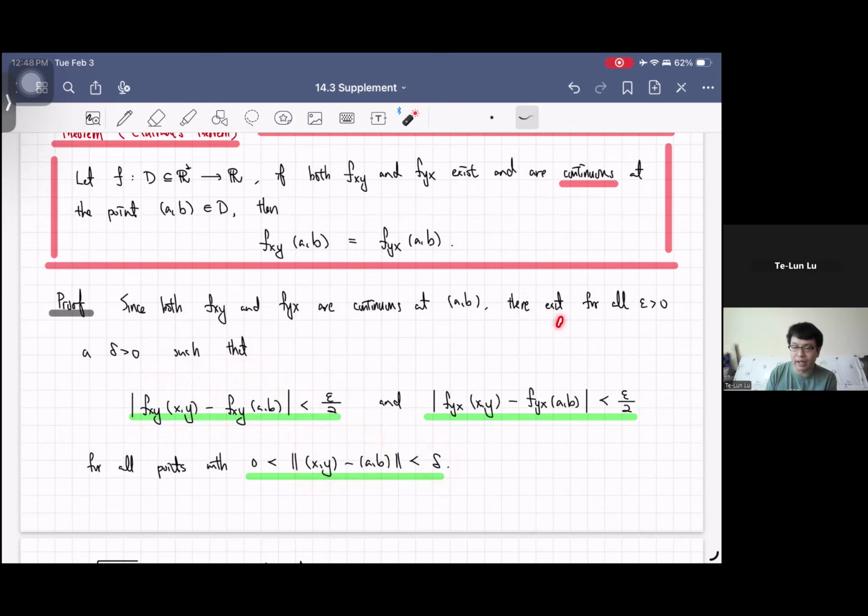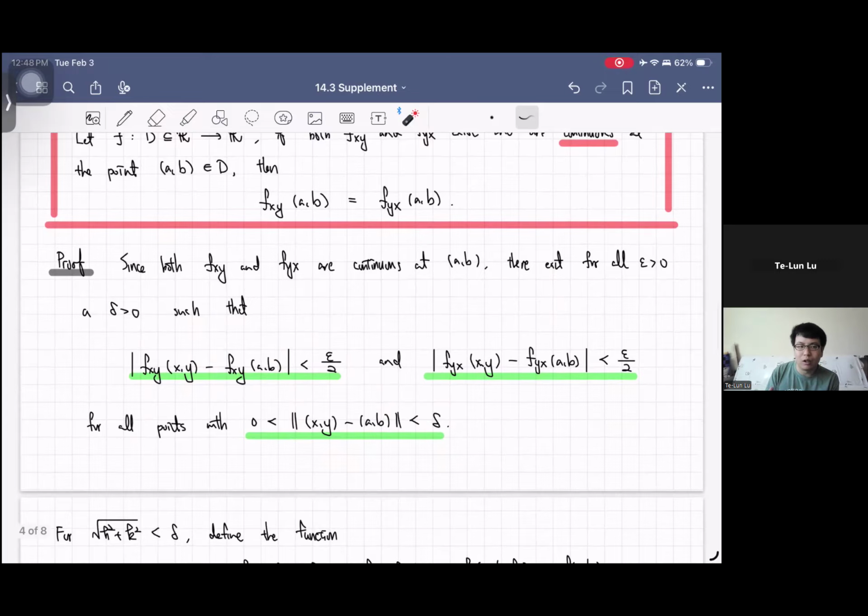And the same thing works for fyx. So you can see that in all of my proofs using the absolute data method, I always fix that parameter first, as in the proof of the arithmetic of limit in the previous supplement.